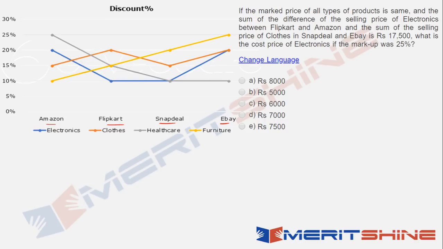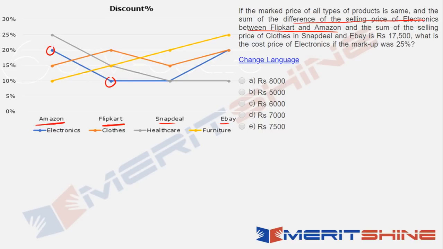Now what you do in this question is, we'll again use the unitary method. What we'll do is, we'll take that same mark price as 100. What would happen in case of electronics? It says the difference of the selling price of electronics between Flipkart and Amazon. This is Amazon and this is Flipkart. Which is electronics? Electronics is this blue thing here. So this is 20% and this is 10% here. So if you look at this, what would be the two numbers here?